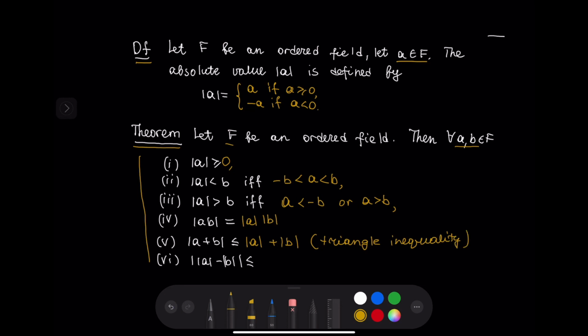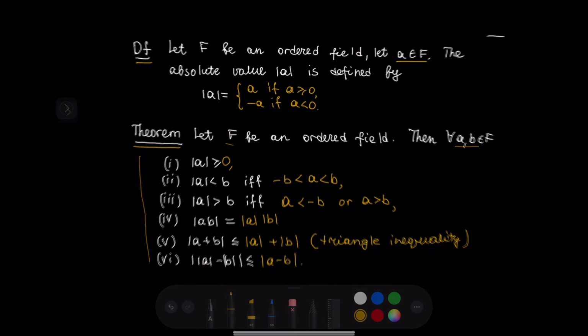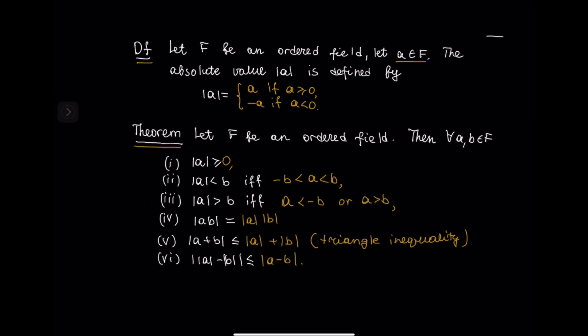And finally, the absolute value of A minus the absolute value of B is less than or equal to the absolute value of A minus B. We are not going to prove this theorem. However, we are going to discuss some intuitive understanding of it. In case F is the set of all real numbers, it is convenient to think about the absolute value as the distance from A to 0. If we depict the real line like this, and if this is 0, and A is here, then the absolute value of A is the distance from A to 0.